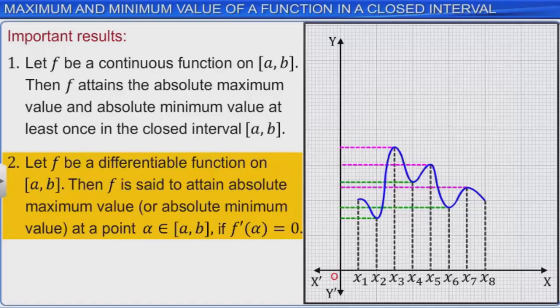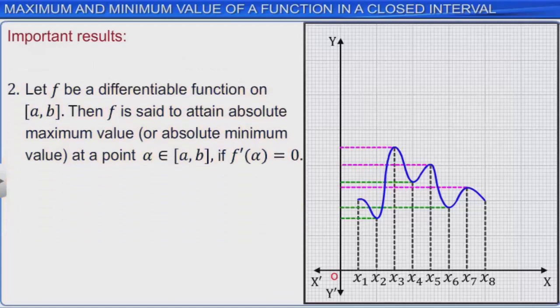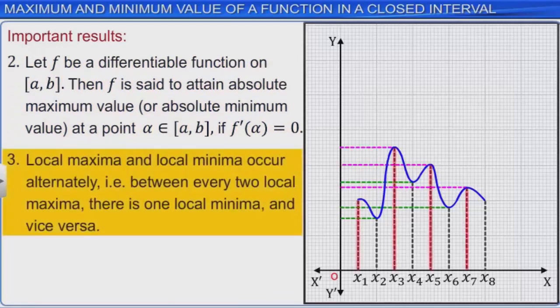Local maxima and local minima of a function occur alternately, which means that between every two local maxima, there is one local minimum and vice versa. Local minima at some points may be greater than local maxima at some other points.